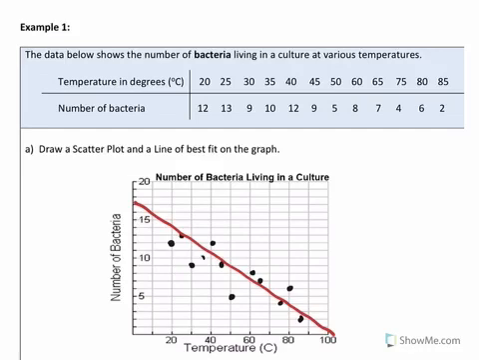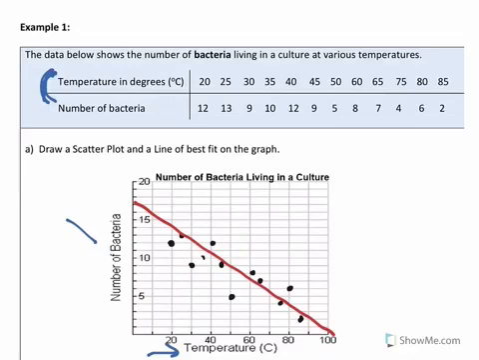Okay, now let's try a question based on a real-life example. So it looks like they have the number of bacteria living in a culture at various temperatures. So we have our two variables right here. And since they put temperature at the bottom, we know that that's our independent variable. And then this is going to be our dependent variable.